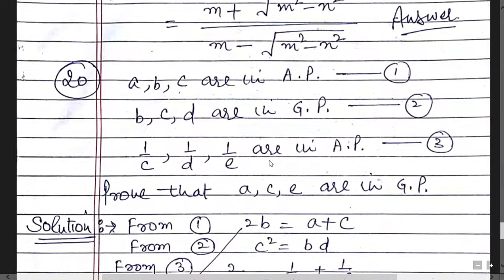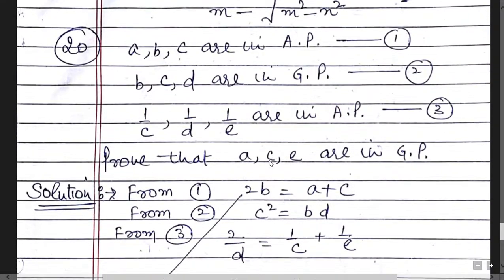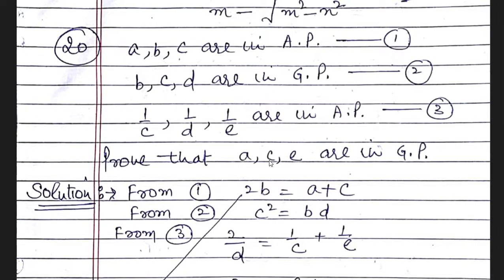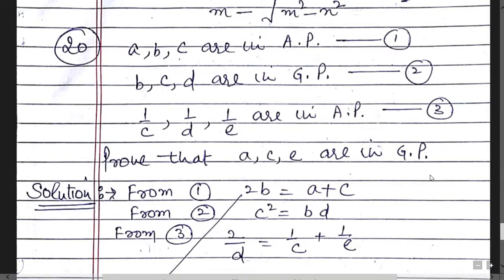Question number 20. Now, 3 conditions are there in the statement. First condition is A, B, C are in AP. Second is B, C, D are in GP. And third is 1 over C, 1 over D, 1 over E are in AP. And you have to prove A, C, E are in GP.